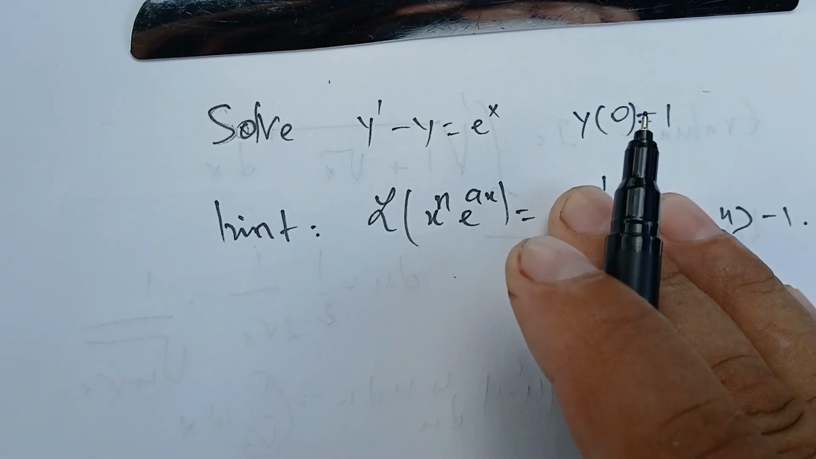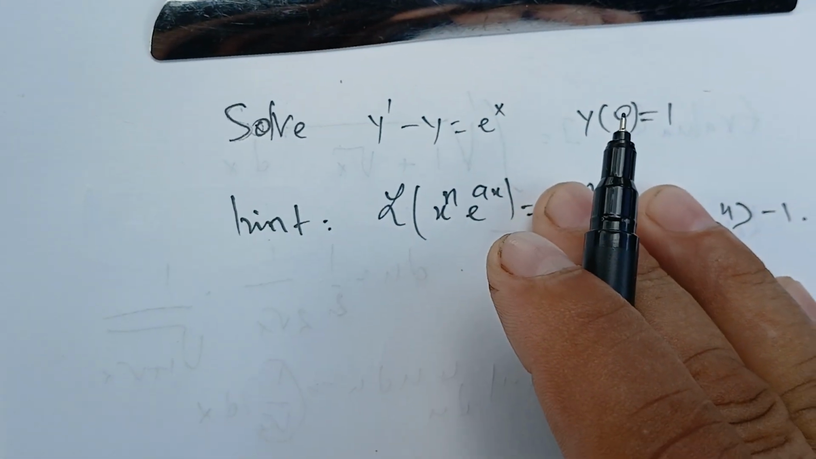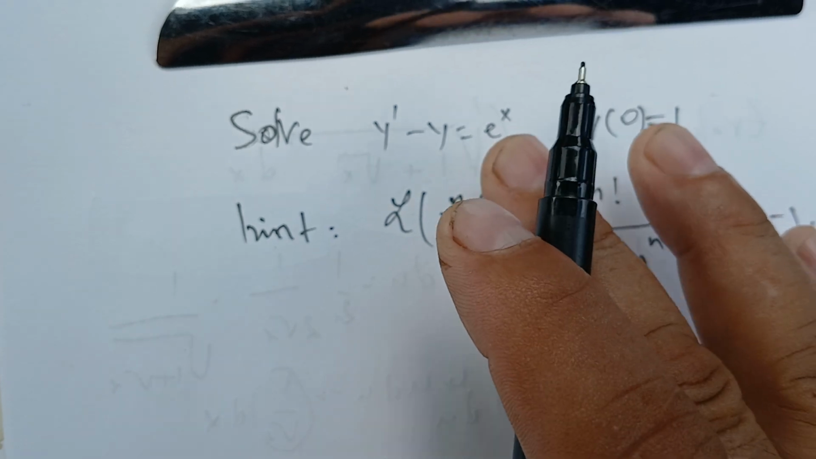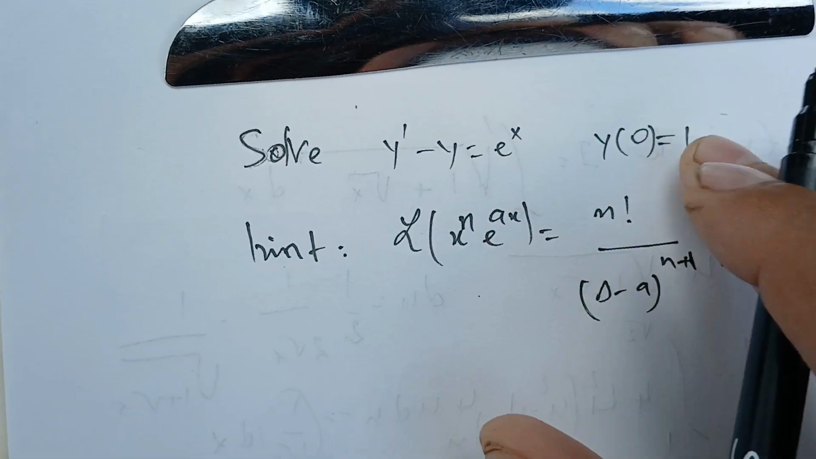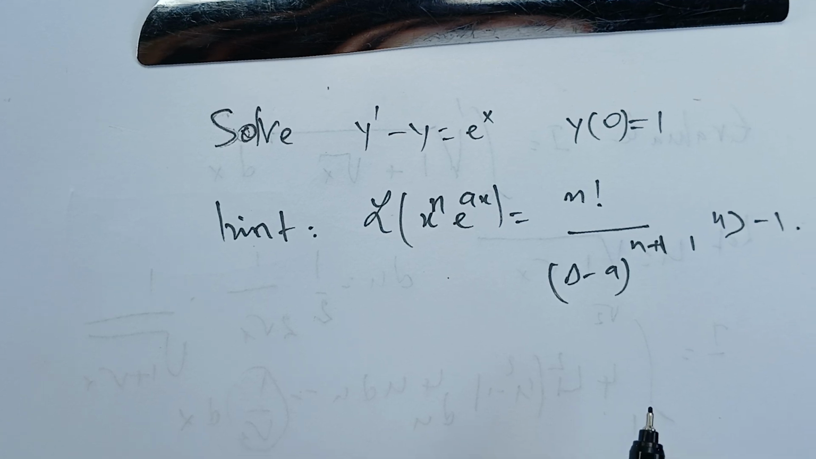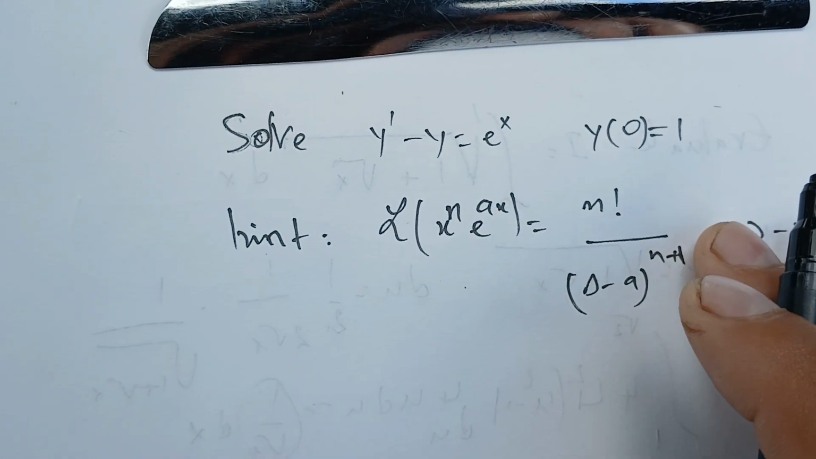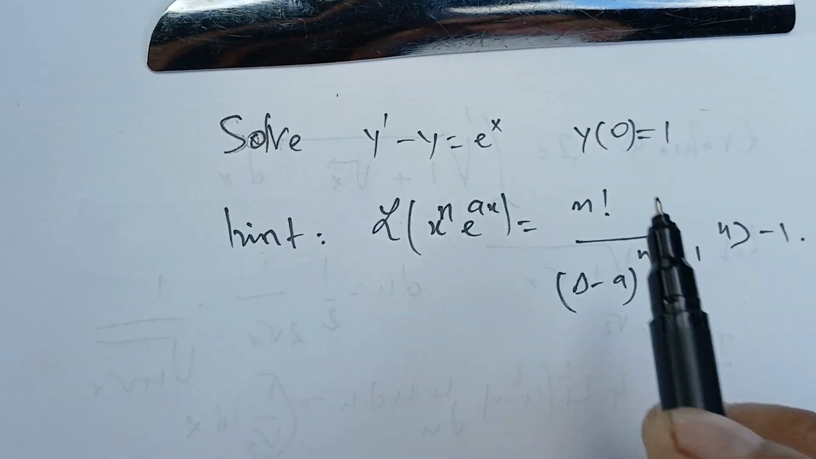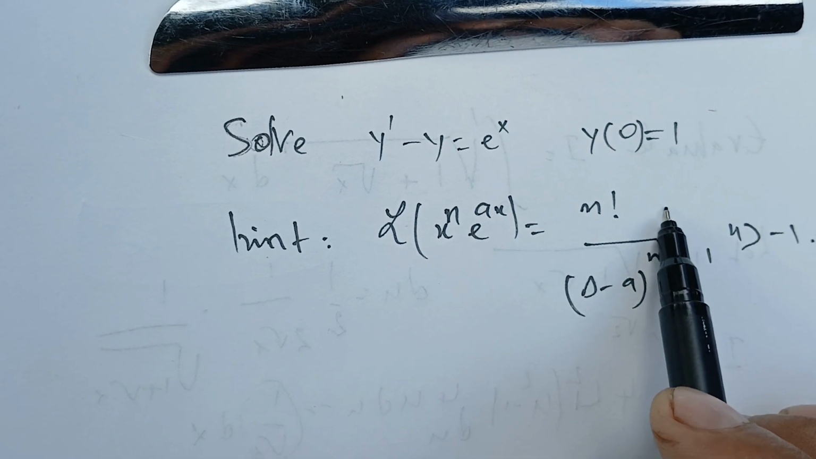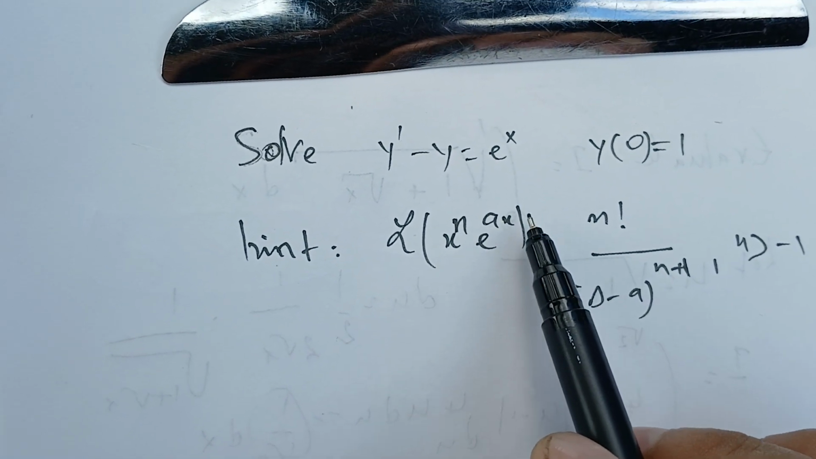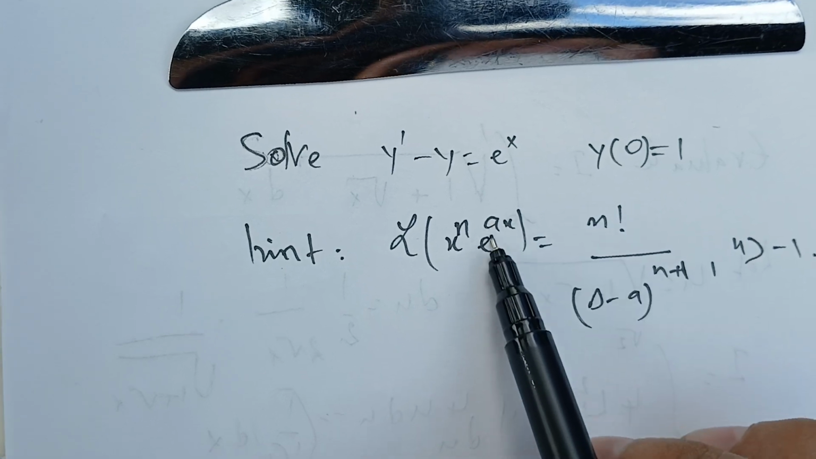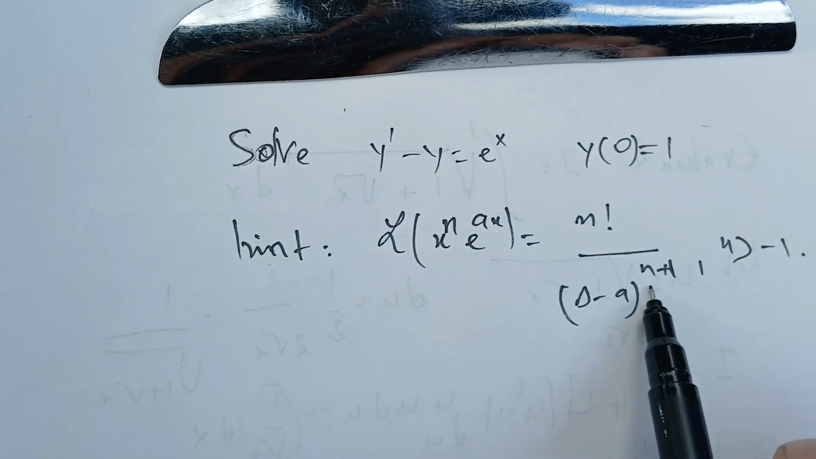Now we're gonna solve the differential equation y prime minus y equals e to the power x with y of 0 equals 1. And note that we have this hint here because we're gonna need it. So when you have a hint like this, you will have to figure out the n and the a by yourself. So be careful.